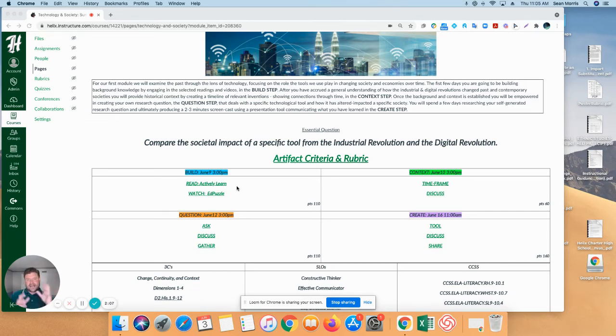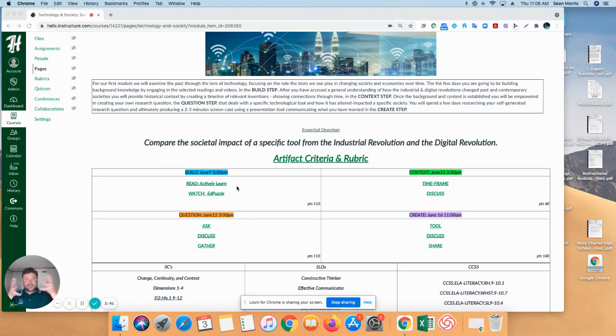Once you have that kind of context and background done, we're going to be looking at creating a research question. You're going to construct your own inquiry using the frame of the essential question. So compare the societal impact of a specific tool in the industrial and digital revolutions. That means you're going to select a tool from the industrial and a tool from the digital revolutions, and you're going to compare and contrast them, and how they change society, okay? The ask is taking you through that process of creating a research question.